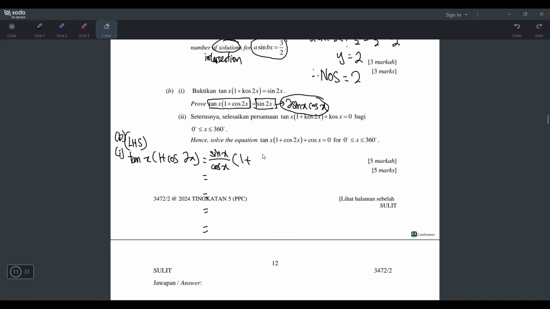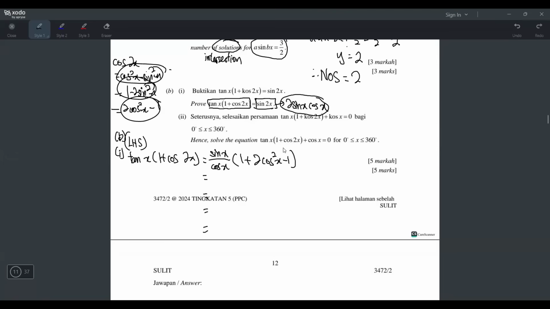And cos 2x can change to three things. Yeah, three different things. Cos 2x can change to cos square x minus sine square x. It can also change to 1 minus 2 sine square x. And it can also change to 2 cos square x minus 1. Now, my question to you is which one should you change to? The first one, the second one, or the third one? If I am you, I will change to the third one, 2 cos square x minus 1.